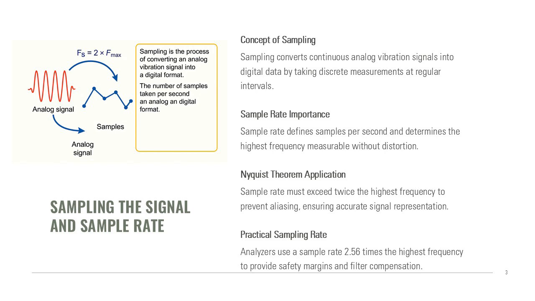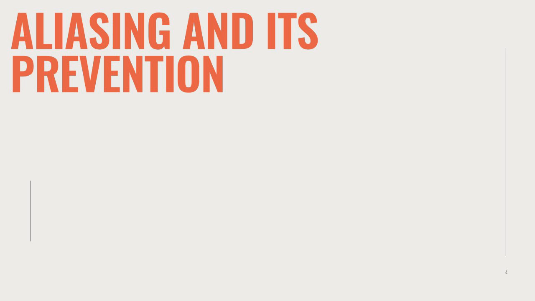According to the Nyquist theorem, the sample rate must be greater than twice the highest frequency of interest to avoid aliasing. In practice, analyzers often use Fs equals 2.56 times Fmax to provide a safety margin and compensate for imperfect filters. For example, if the highest frequency of interest is 1000 Hz, the sample rate should be at least 2560 samples per second. Proper sampling ensures that the waveform accurately represents the machine's vibration behavior and provides the foundation for accurate spectral analysis. Aliasing phenomenon and its prevention.